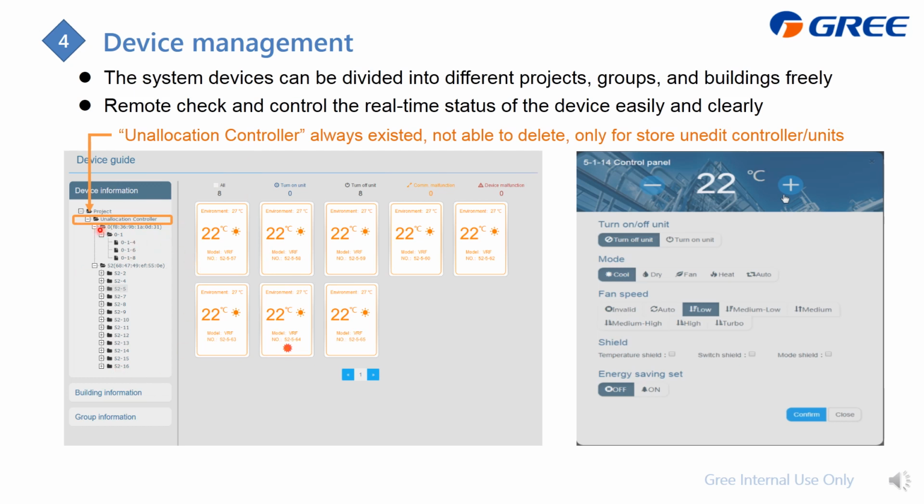And just pay attention here. There is an unallocated controller. This always exists. It cannot be deleted because it is only for holding the unedited controllers or unedited units. And from here you can select your appointed indoor unit to control it. Here is the control interface.